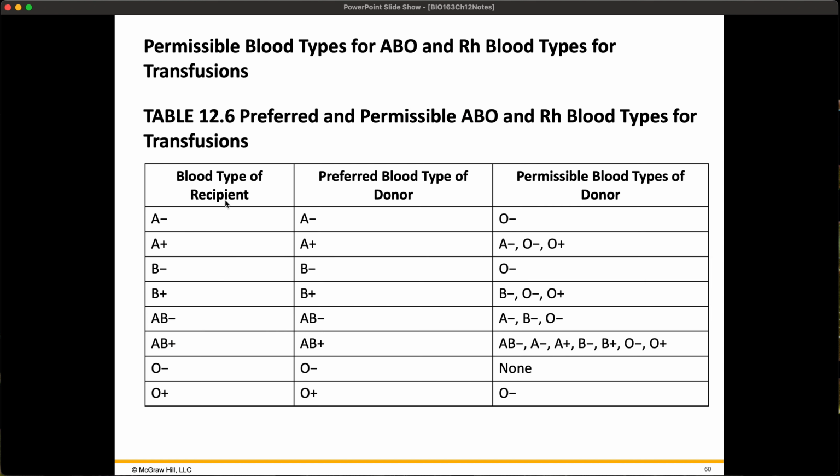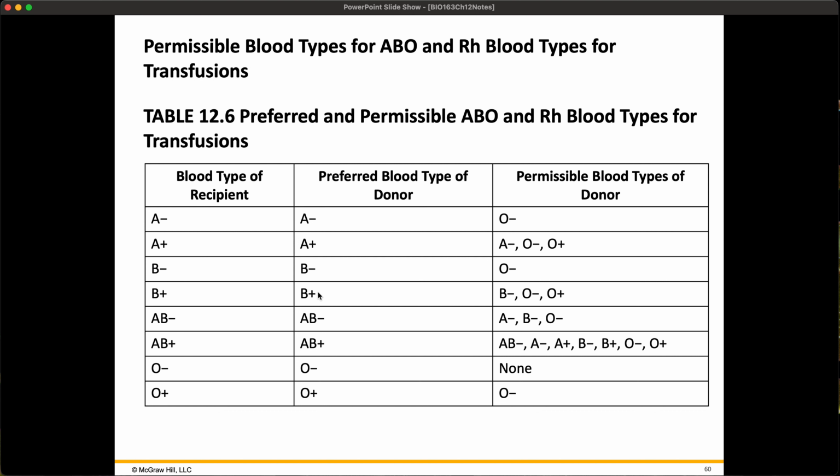So here is the full chart of preferred and permissible ABO and Rh blood types, putting in the negatives and the positives. For the blood type of the recipient, you can see negative has to receive from negative. Positive would be good to give to positive. However, an A positive can also take from A negative. Same thing with B negative: best to give B negative, but you can give O negative if you need to.